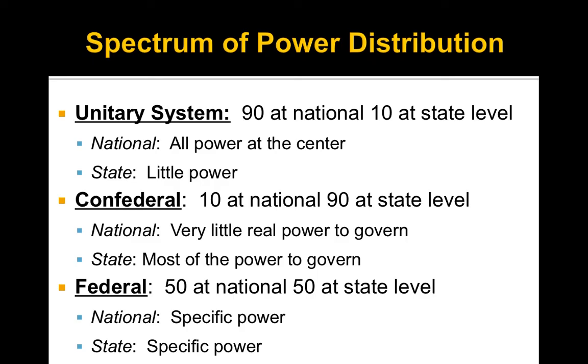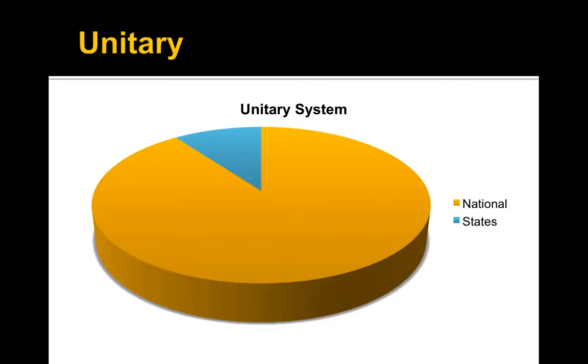Okay, so there's just a numeric way of showing you the difference between a unitary, confederal, and federal system. And I showed this slide to you as well. If you were to make this a graph, what you would see is that in a unitary system of government, the national government has 90% of the power, whereas the state governments, represented by the blue here, or the subunits, would only have 10% of the power.